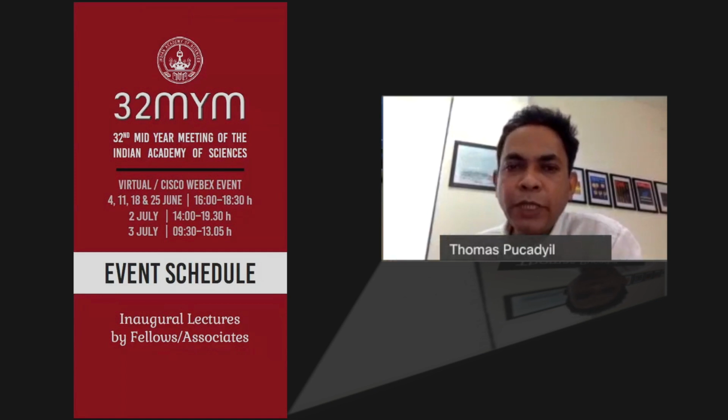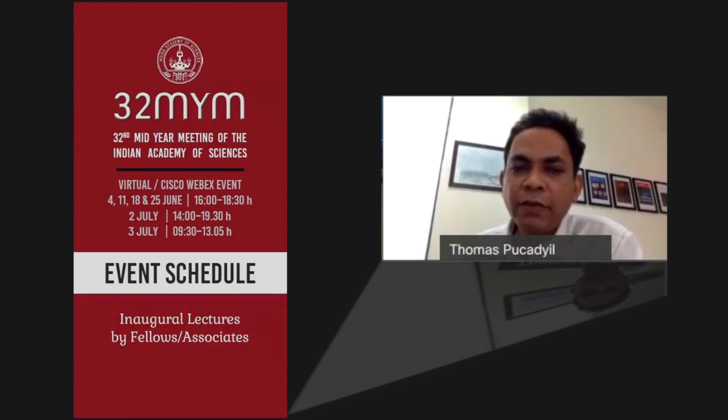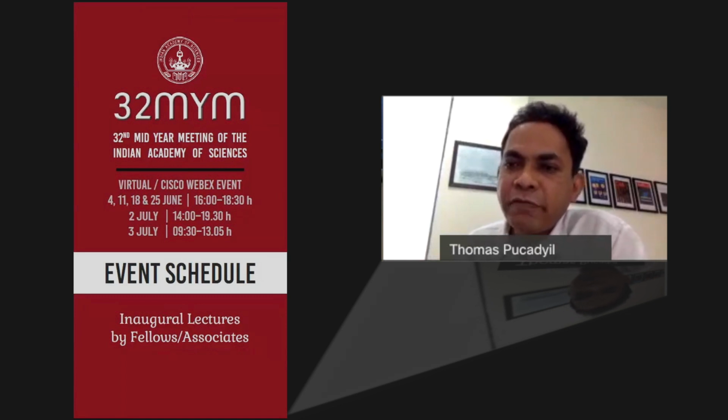What we would like to understand is, can we use these assay systems to go on a screen to ask, in this complex cellular environment, is there only one protein? Are there multiple proteins? How are they related in terms of function and mechanism? For all of this, our assay systems become very important, because the readouts are very straightforward. As you would have seen from the movie that I played just now, you either see fission or you don't see fission. So it's almost a binary readout.